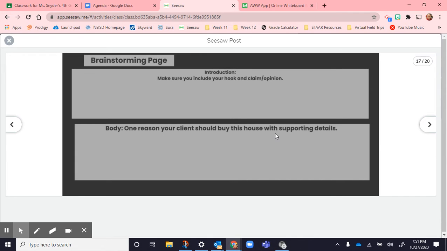So picture that idea being planted. You need to water it. You need to give it sunlight. You need to give it good, rich soil. You really need to make that idea grow. Okay, so you have to add in extra details to really tell the reader what you mean by whatever it is you're saying is your reason.